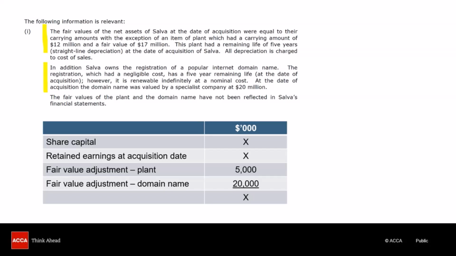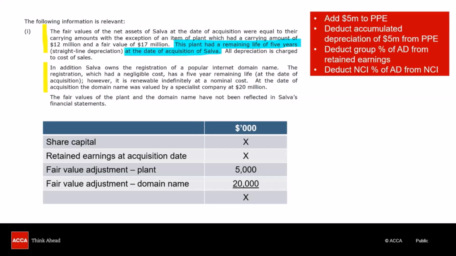Now, over here, at the date of acquisition, this is also an asset which is not recognized in the subsidiary company's financial statements. So we are going to recognize it at 20 million, and that's going to be added to the working of fair value of net assets. The question then tells us also about the remaining useful life. Because of that, we are going to charge additional depreciation also.